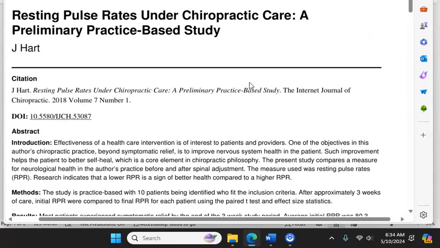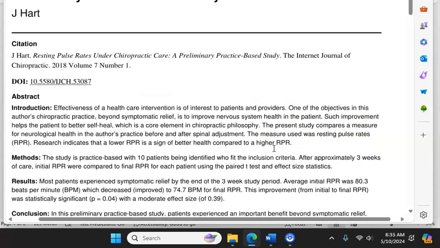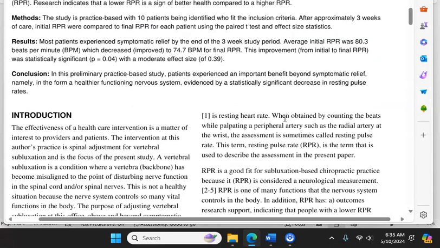The research question, you want to formulate that into a question. And in this case, what changes occur in resting heart rate after chiropractic adjustment? So that would be a research question. And the hypothesis is a statement, and not about purpose, but of what is generally accepted. For example, this first sentence here, effectiveness of a healthcare intervention is of interest to patients and providers. So pretty basic.